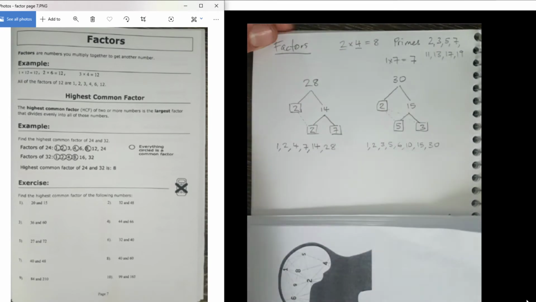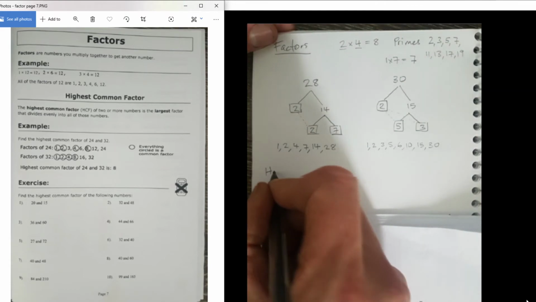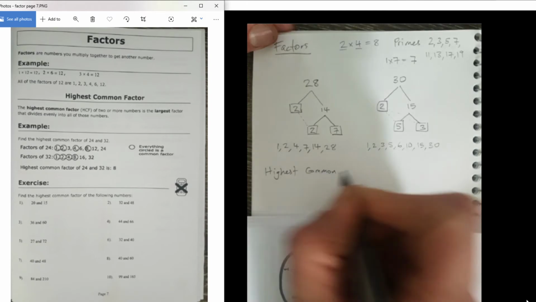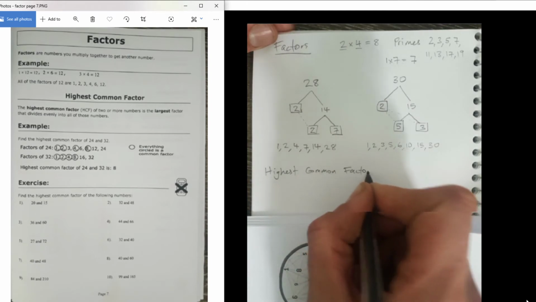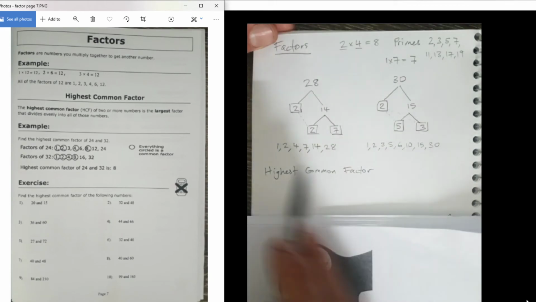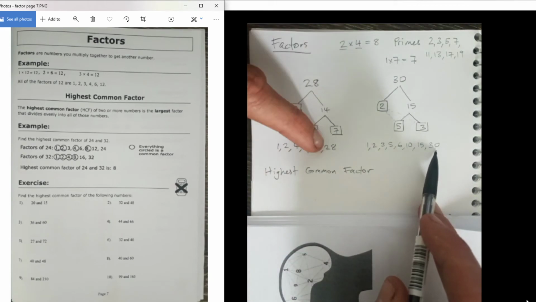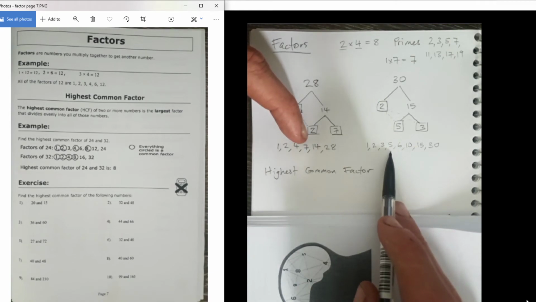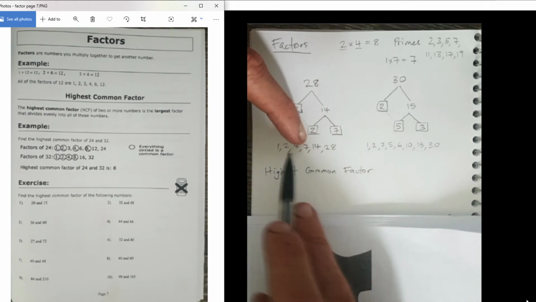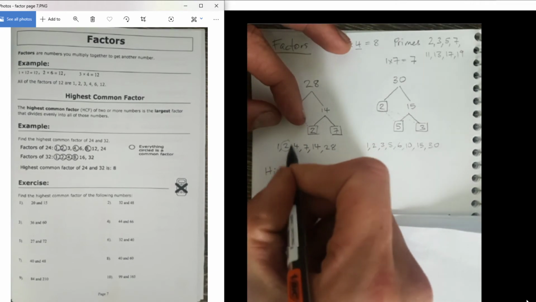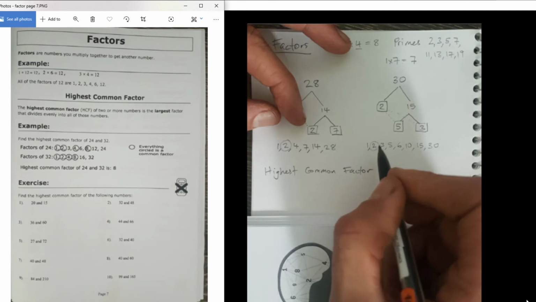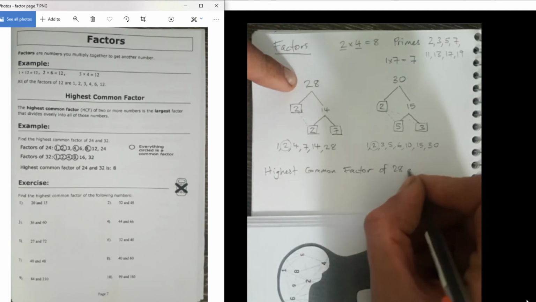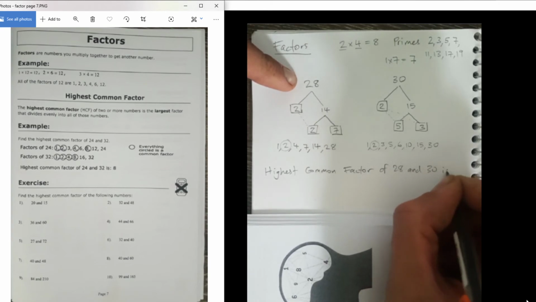So now let's have a look at finding the highest common factor. What factor do these two have in common, and what's the highest one out of those? So is there a 30 in this list? No. Is there a 15 in this list? No. A 10? No. A 6? No. A 5? No. A 3? No. A 2? Yes. So the highest common factor is 2, because 2's in both of those lists. So the highest common factor of 28 and 30 is 2.